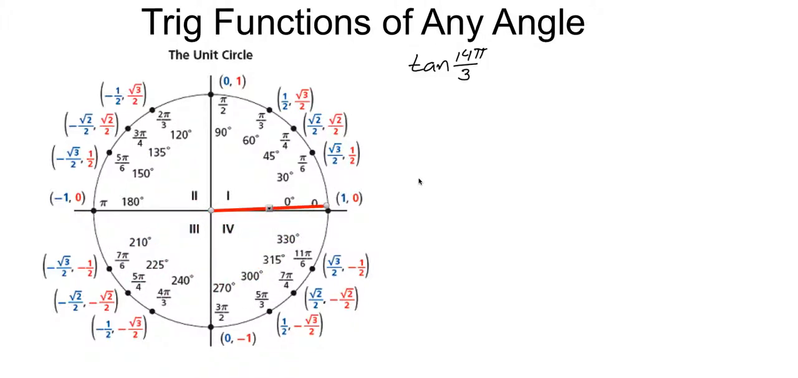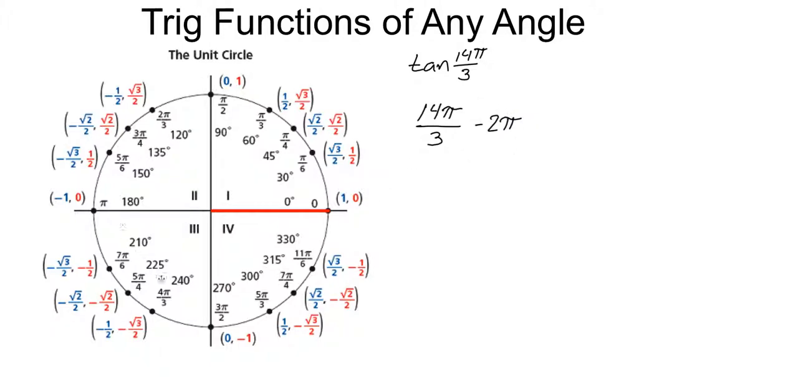So what I have to do is figure out how many rotations there are in this value right here. So I'm going to take my 14 pi over 3, and I'm going to subtract a full rotation from it. I'm going to subtract 2 pi from it. And I want to make sure that I get this 14 pi over 3 decreased so it's somewhere between 0 and 2 pi. I want a positive angle between 0 and 2 pi. So I'm going to keep subtracting out rotations.